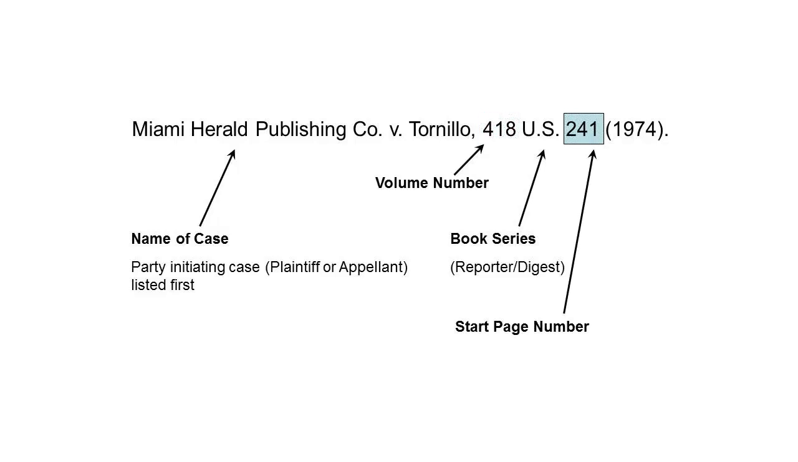And now this tells us the starting page number. So after the book series, that number is going to be the starting page number. So if I go to U.S. Reports, pull out volume number 418, and turn to page 241, I will find Miami Herald Publishing Company versus Tornillo. And then finally, we have the date, which isn't exactly important to us in finding this case, but does just give us context for when the case was decided.